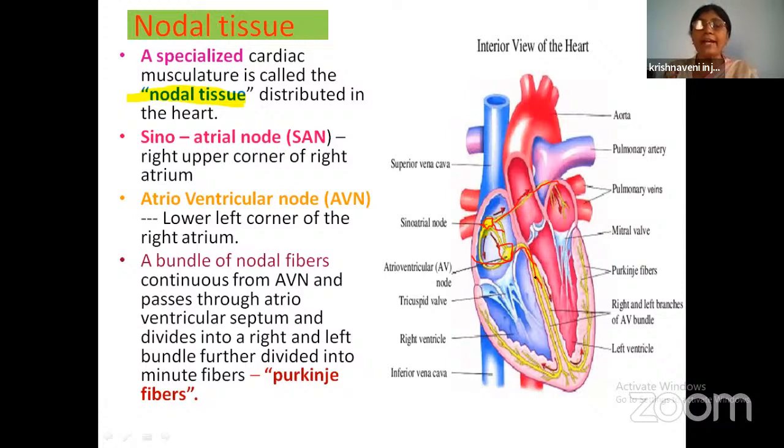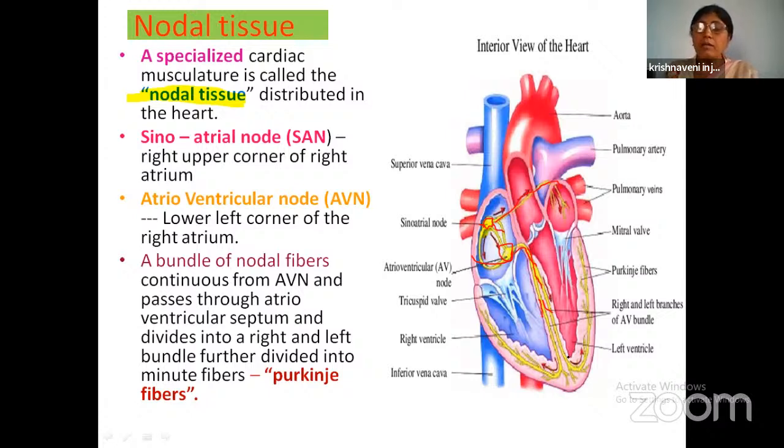Here these divide into two. What are those? Right and left bundles. You can observe this is the right bundle and this is the left bundle. Yes, right and left branches of the AV bundle. Two lines are there here, one is the right one, another one is the left one, the AV bundles.